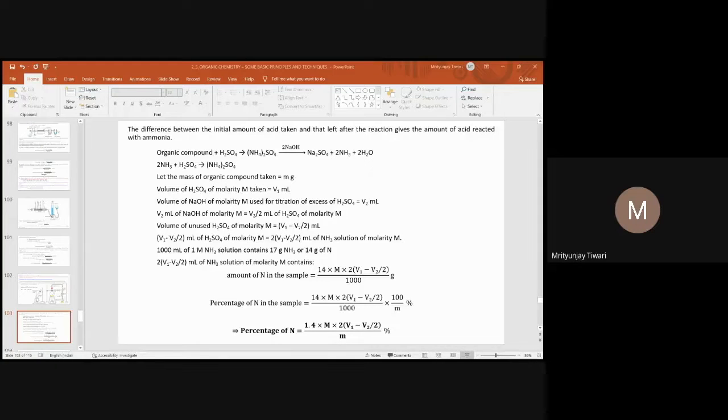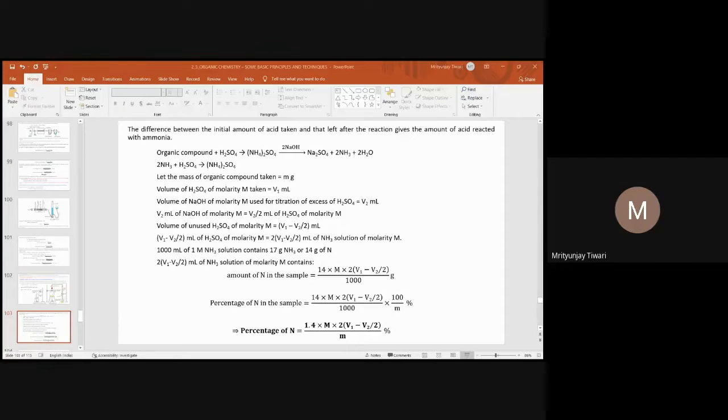If V2 is the volume of NaOH, just in simplicity, that is taken in the titration step, it means it has only neutralized V2 by 2 ml of unreacted H2SO4. And it means the volume of unused H2SO4 will be V1 minus V2 by 2, at molarity M. Here V1 is the volume of H2SO4 that we have taken initially, and V2 by 2 ml of H2SO4 is neutralized by NaOH.